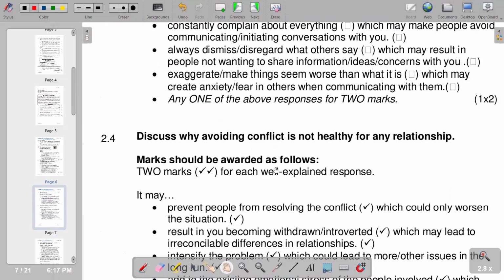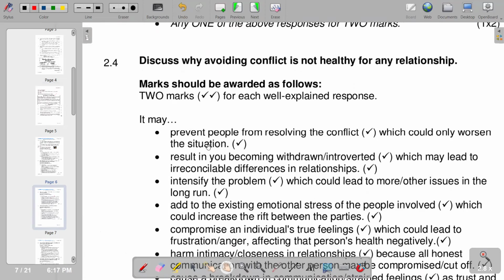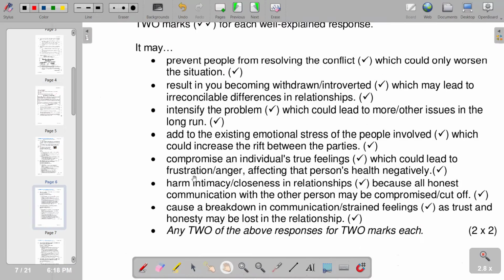Then 2.4 is: discuss why avoiding conflict is not healthy for any relationship. Why avoiding conflict is not healthy. So we have a first point saying it may prevent people from resolving the conflict, which could only worsen the situation. So that's another point. Then we talk about also it may result in you becoming withdrawn or introverted, which may lead to irreconcilable differences in relationships. So we also have further points that you can include that are also correct.